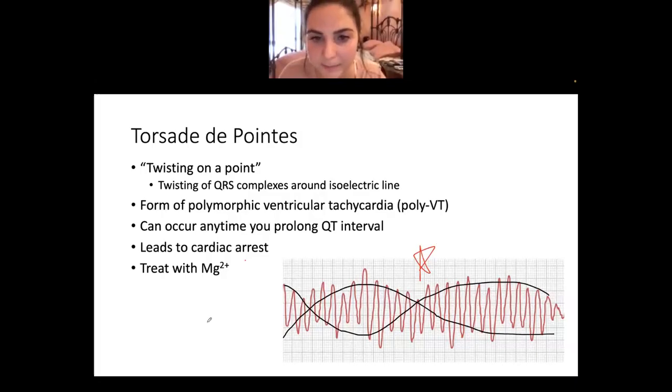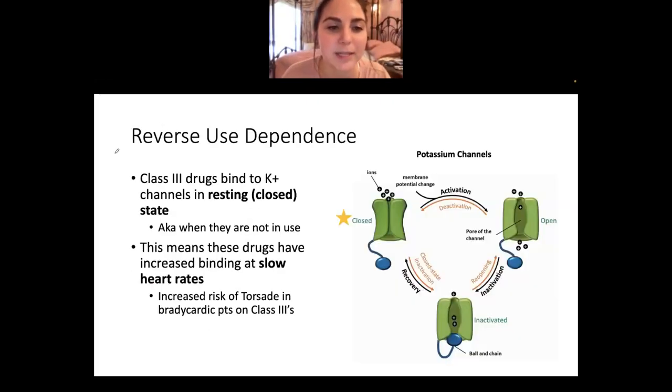Have this in your head. Again, anytime you can prolong QT interval, you get this. Even long QT syndrome, which is an ion channel mutation, a potassium ion channel mutation, you can also get torsade from that. And this obviously leads to cardiac arrest. And you treat this with magnesium. We'll talk about why magnesium is considered a class 5 antiarrhythmic, because it treats torsade, which is an arrhythmia, right? So we'll talk about this later when we talk about the class 5s.